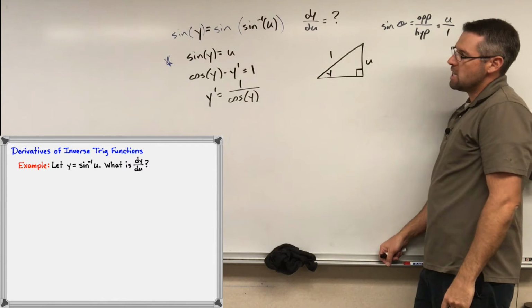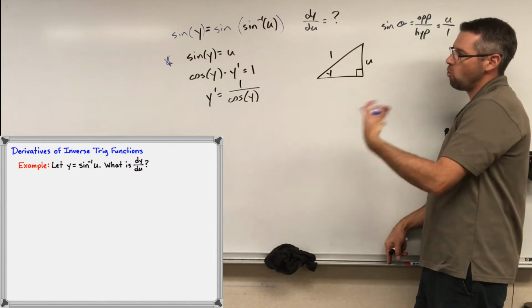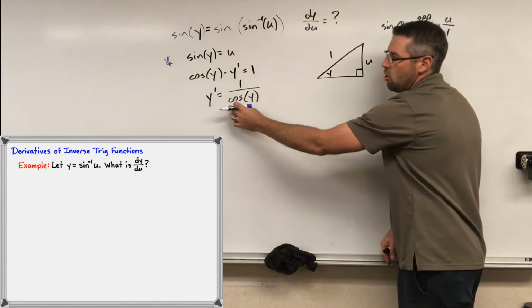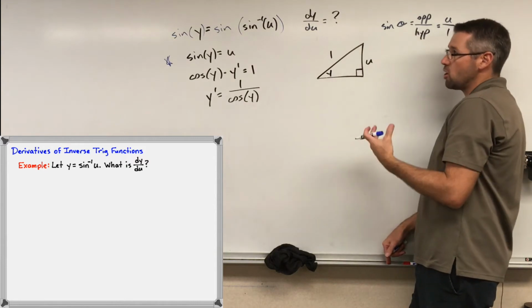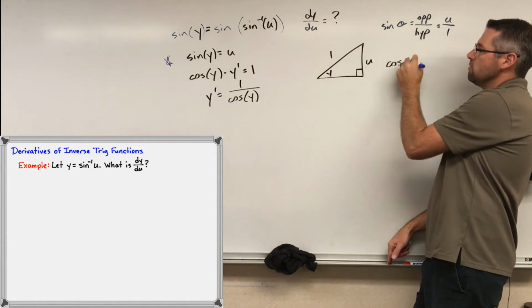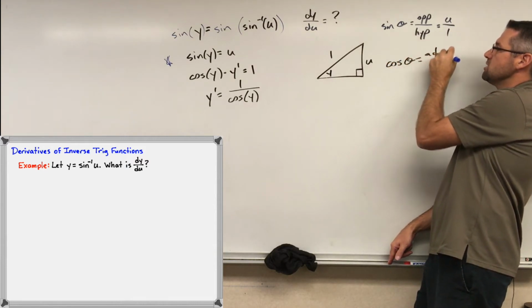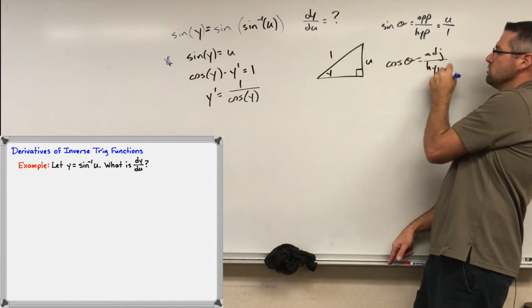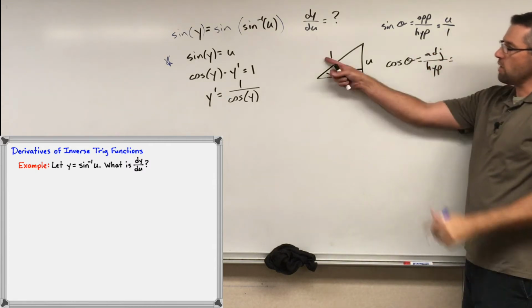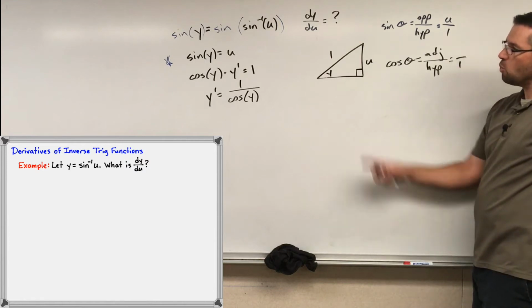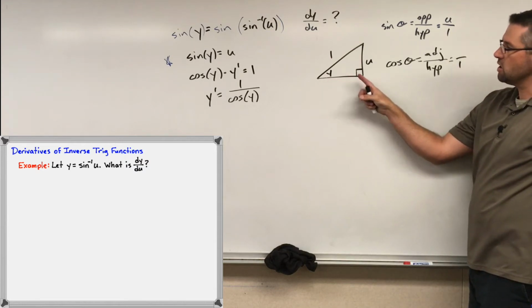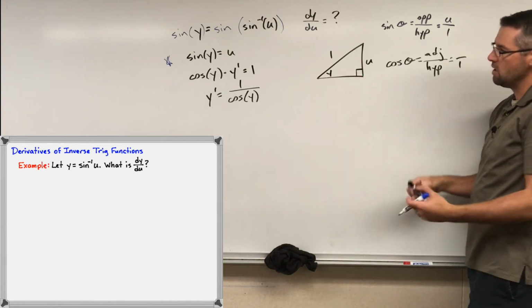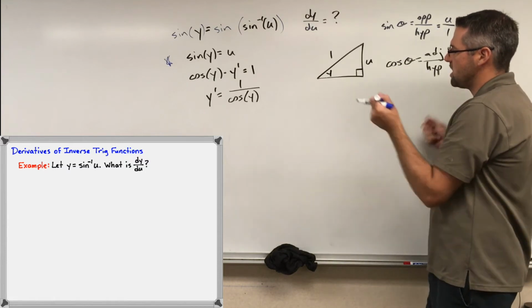Okay? Now, we're going to do some more work because our goal is to figure out what the cosine of y is. Remember, cosine of an angle is equal to the adjacent over the hypotenuse. Okay? So we already know the hypotenuse is 1. We need to figure out what the adjacent side is so we can plug that in. Okay? So how do we do that? Well, we do the Pythagorean Theorem.